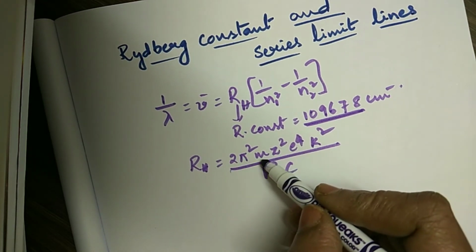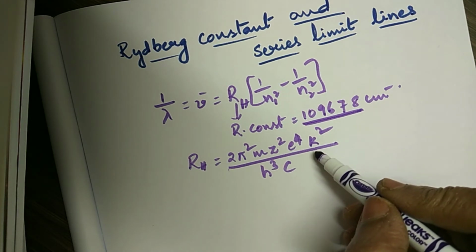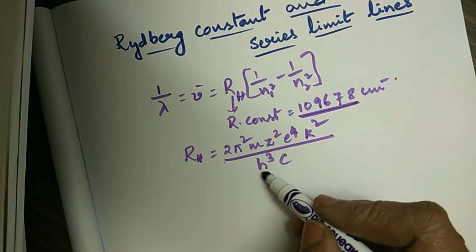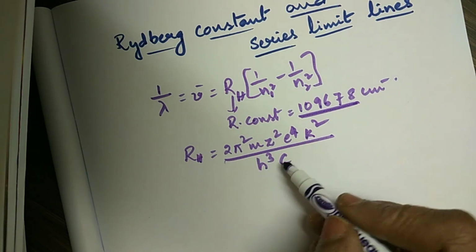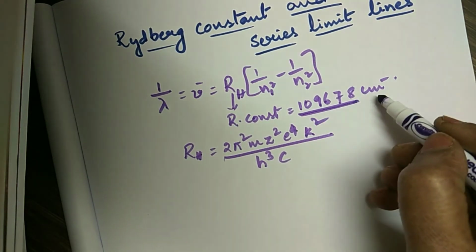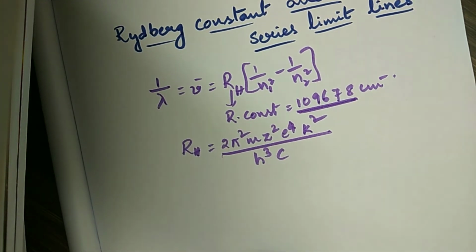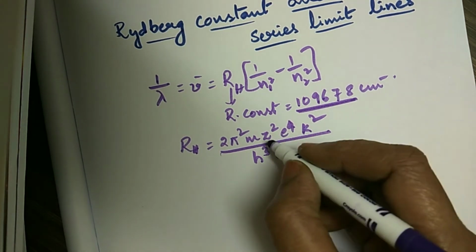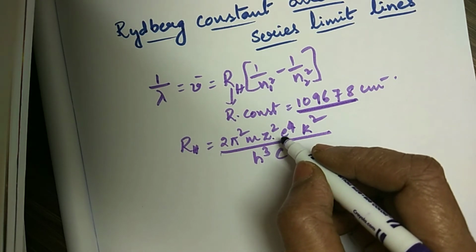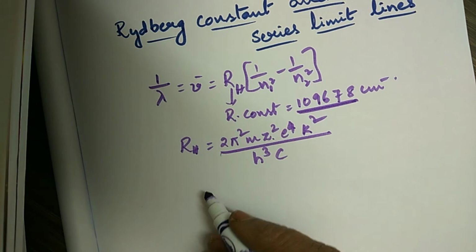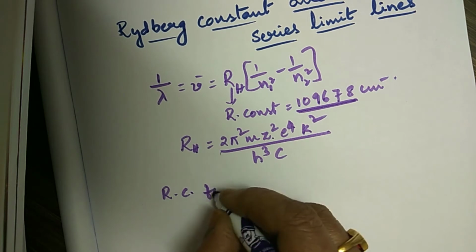2 pi m is the mass of the electron, e is the charge of the electron, and k is a constant which has unity value in CGS units, and h is Planck's constant, c is the velocity of light. By substituting all the values, we are getting 109678 centimeter inverse for the wave number or inverse of the wavelength, right? And here this Z is not constant for all the elements. Z is different for different elements. So, R is also not constant for different elements, the Rydberg constant for different elements.